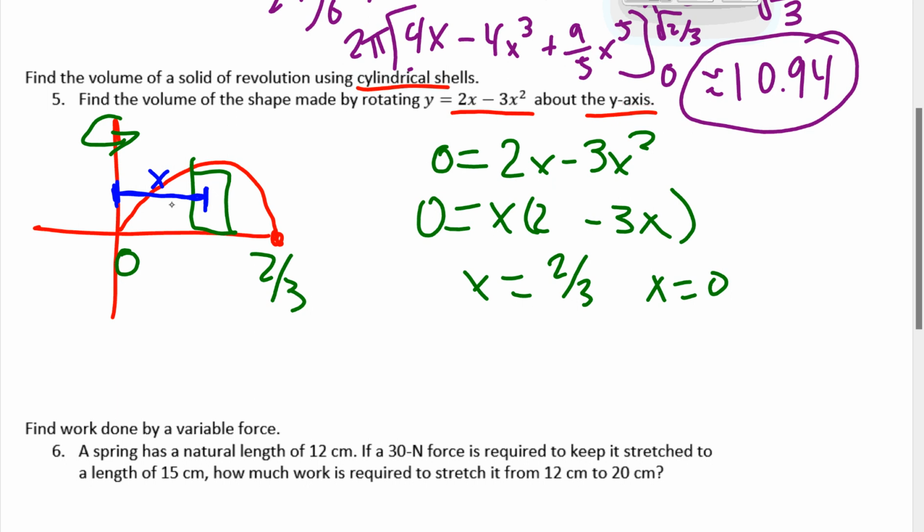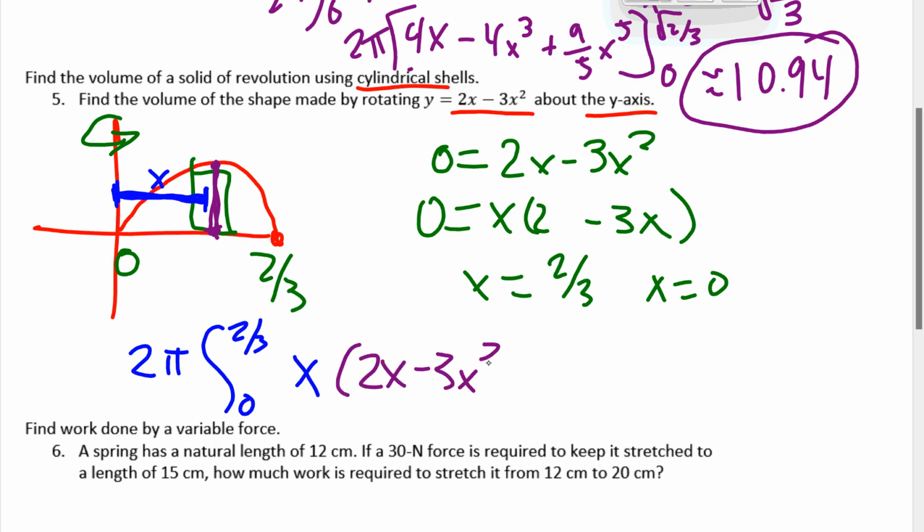Okay, so for the radius, I'm going to use the formula for cylindrical shells, which is 2 pi times the integral, for your a and your b, which ours is 0 to 2/3, of the radius times the height. The radius is from the line of rotation to the cross section, which ours is x, and then the shell height, which ours is from the x-axis up, which is our equation in terms of x. In terms of x means y equals.